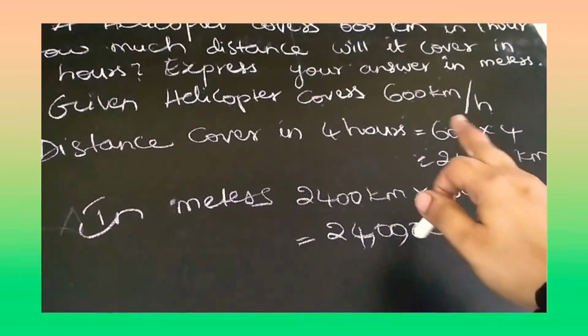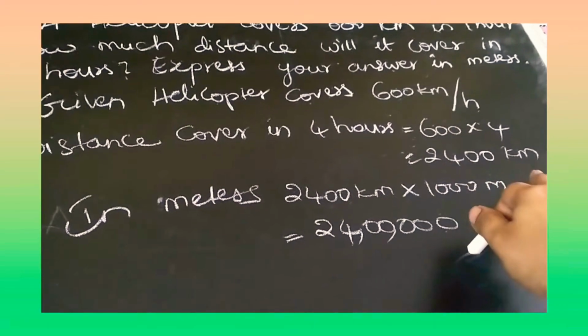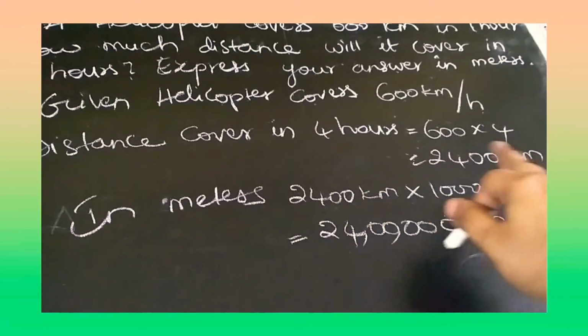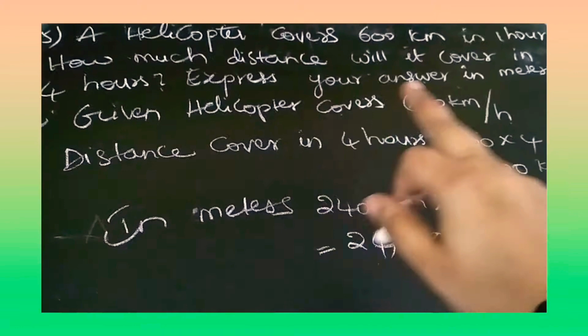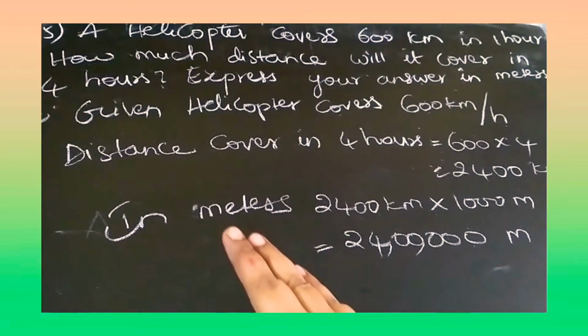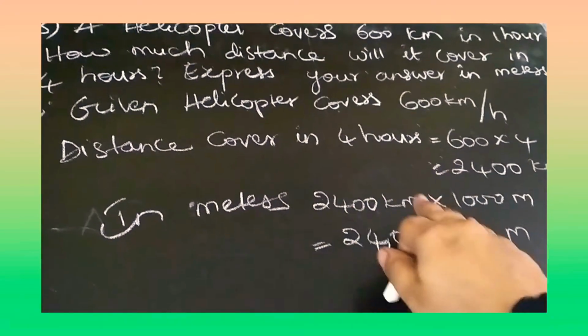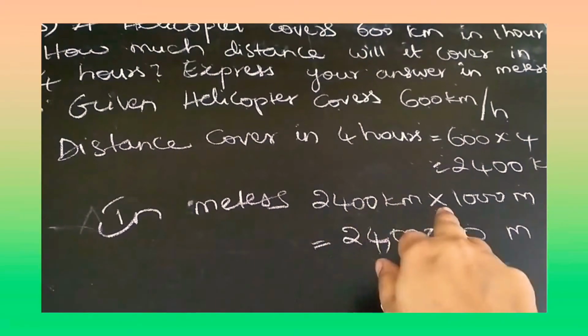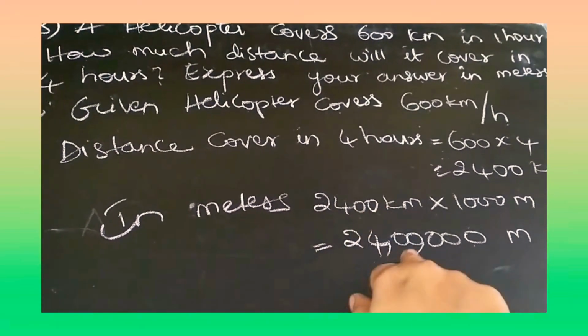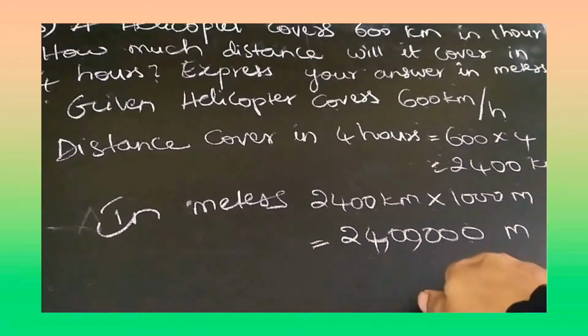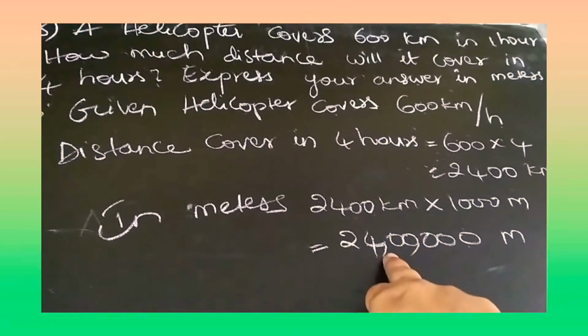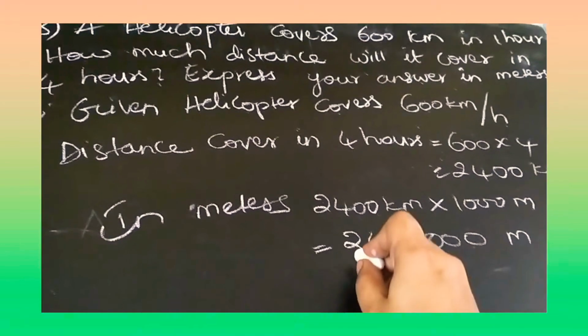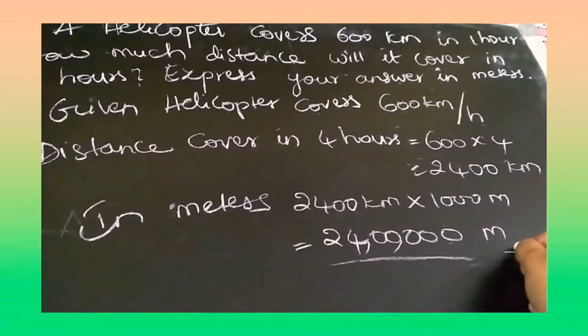6 4s are 24. Two zeros you have to take. It is 2400 kilometers. It is in kilometers, but we want the answer in meters. In meters, what you have to do: 2400 kilometers into 1000 meters. So 24 ones are 24. Again these two zeros you have to write here, again these three zeros. It is ones, tens, hundreds, thousands, ten thousands, lakh, 10 lakh. It is 24 lakh meters. Okay.